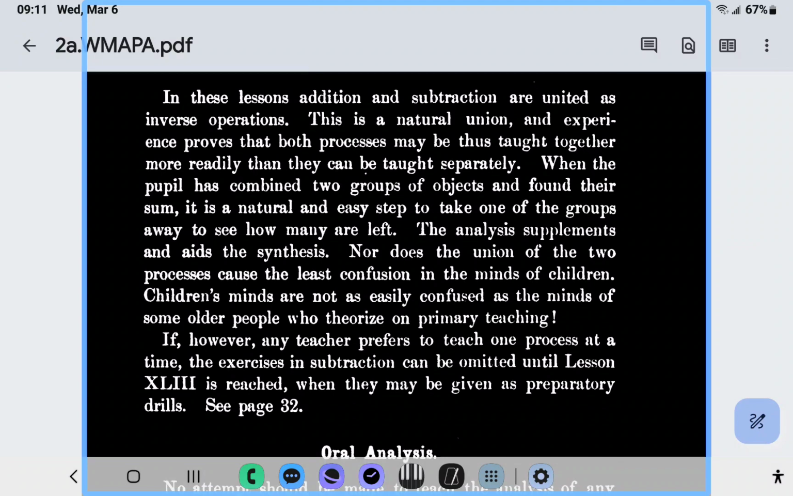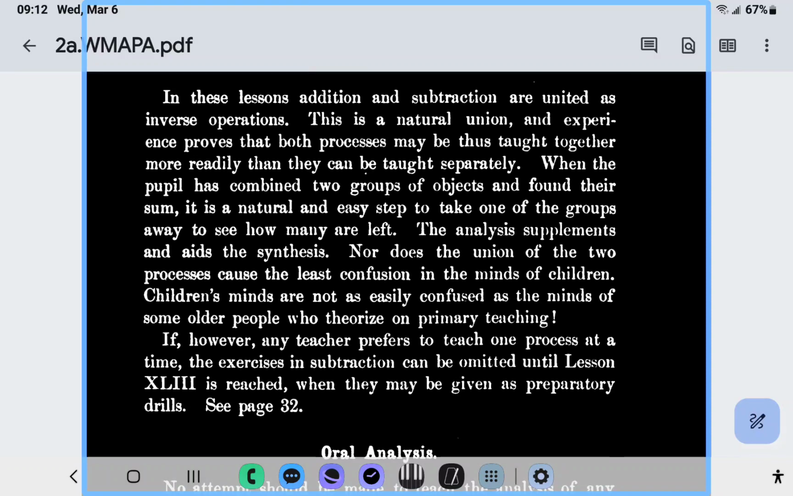The very common error of giving almost exclusive attention to drills on abstract numbers should be carefully avoided in these first lessons. Addition and subtraction united. In these lessons, addition and subtraction are united as inverse operations. This is a natural union, and experience proves that both processes may be thus taught together more readily than they can be taught separately. When the pupil has combined 2 groups of objects and found their sum, it is a natural and easy step to take one of the groups away to see how many are left.